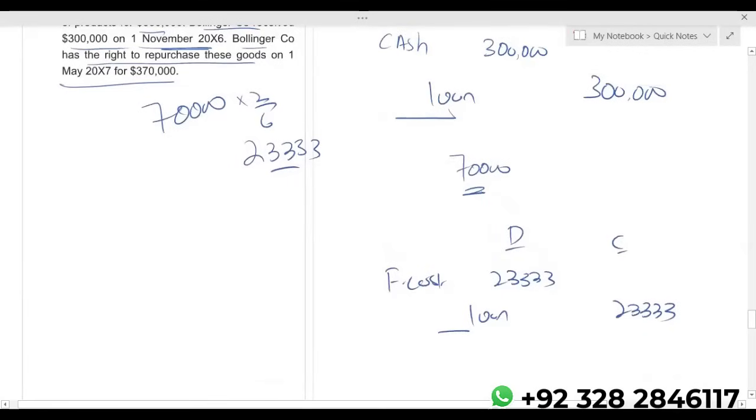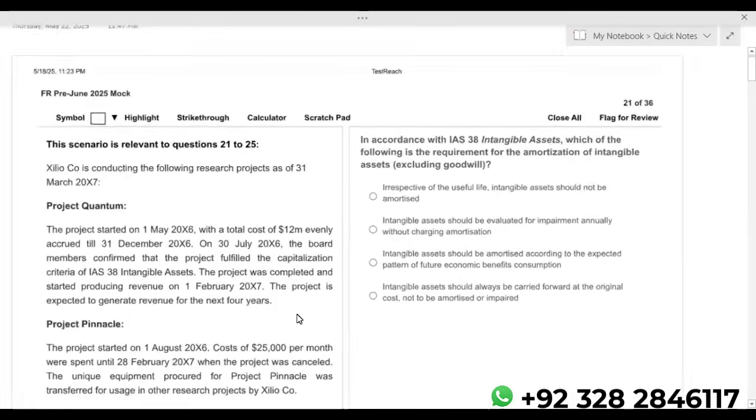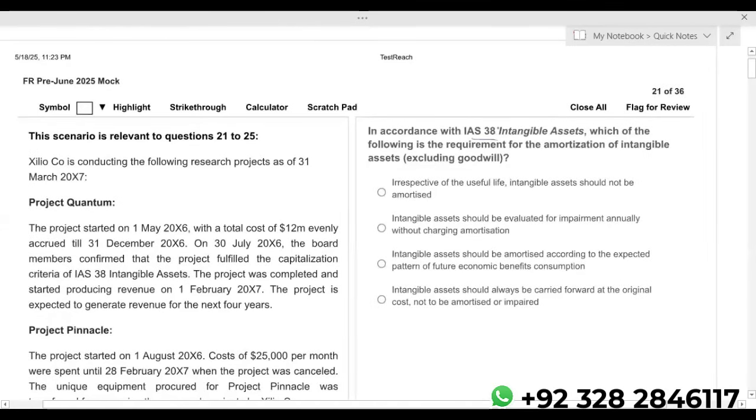Now let me share question number 2. Okay, so let's discuss the second question of section B. Let's zoom in a little bit. In accordance with IAS 38, IAS 38 is my favorite IAS, I'm telling you. I love this IAS 38. I love the previous IFRS 15, which we did before that. Section A of FR, all the topics which the examiner has asked in section A of FR, I love each and every topic. Every topic is my favorite topic. 38 is also my personal favorite IAS.